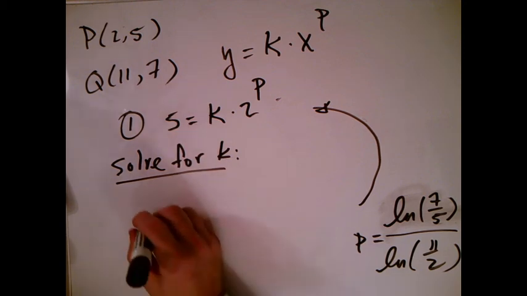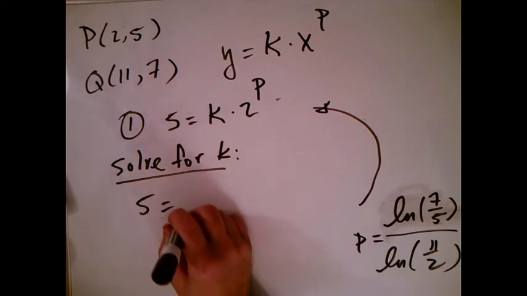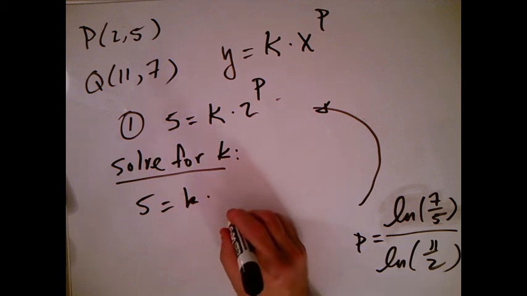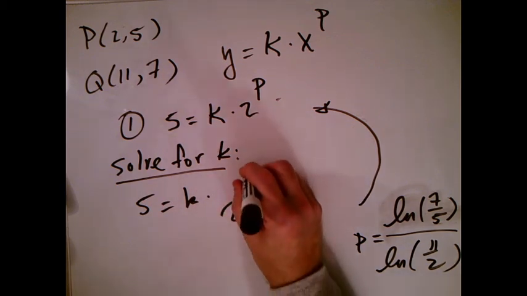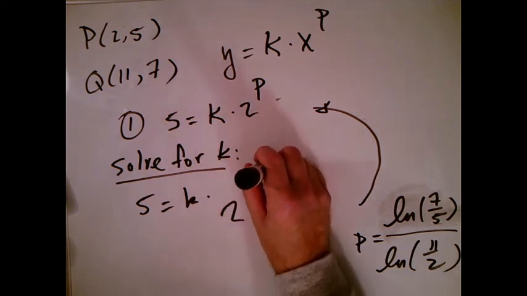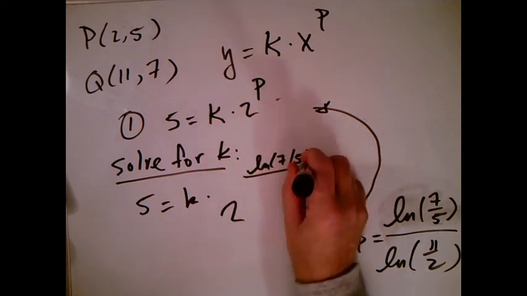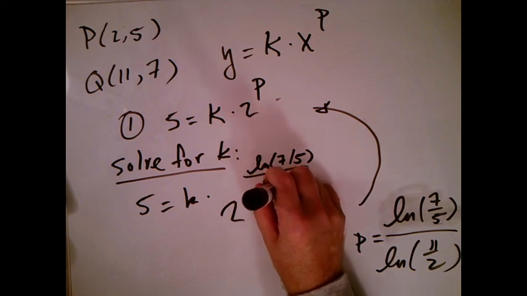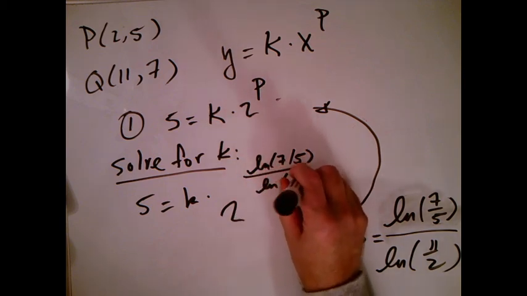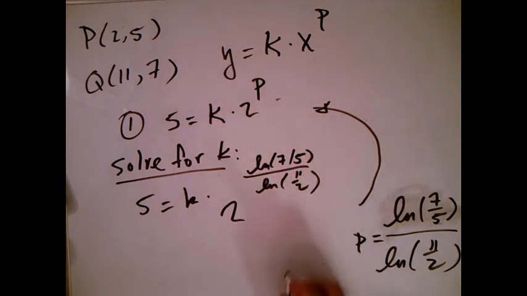What am I going to do? I'm going to write down 5 equals k, which I don't know, times 2 to all of that. So it's 2 to all of that. So up here, I get the ln of 7/5, all in the exponent, divided by the ln of 11/2, like that. And now we solve for k.